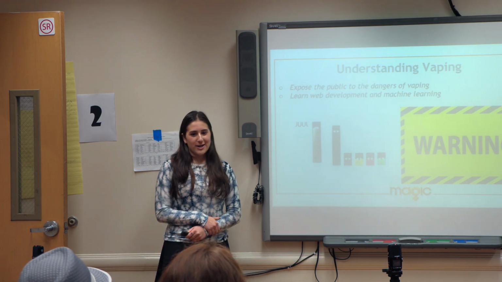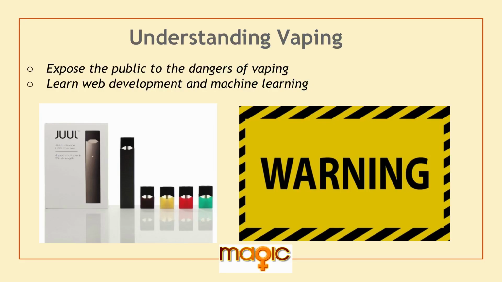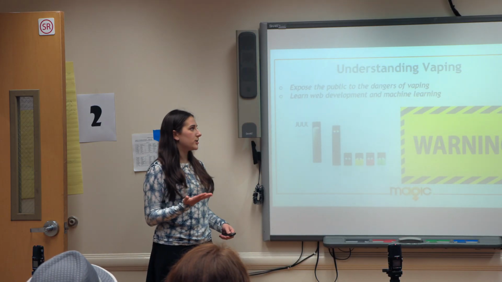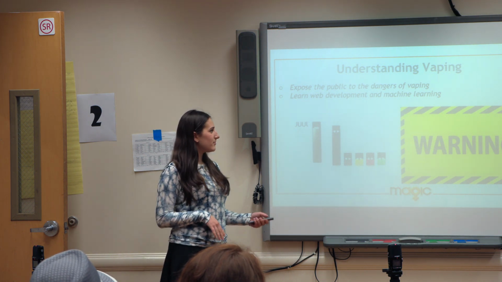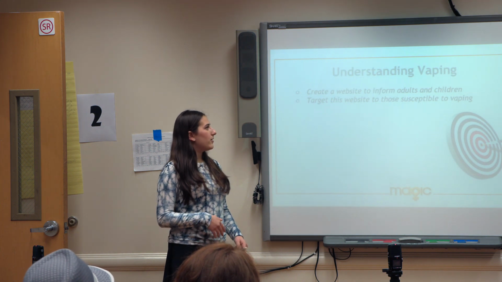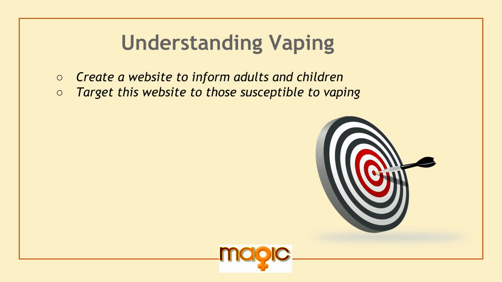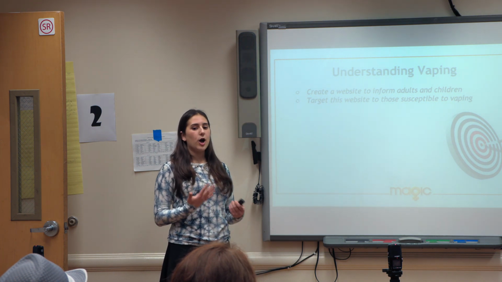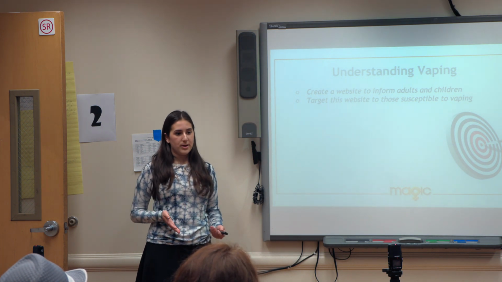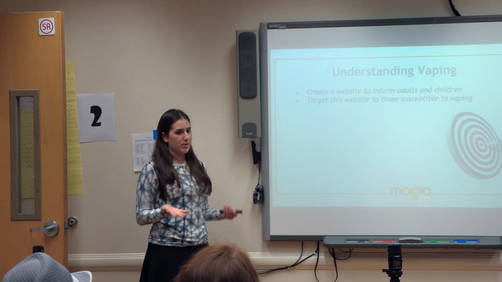So the name of my project is Understanding Vaping. The goal of my project is to expose the public to the dangers of vaping, and additionally, for me to learn web development and machine learning. The way that I did this was I created a website to inform children and adults about the dangers of vaping. And once I finish this website, I'm working on targeting it to those susceptible to vaping using machine learning.